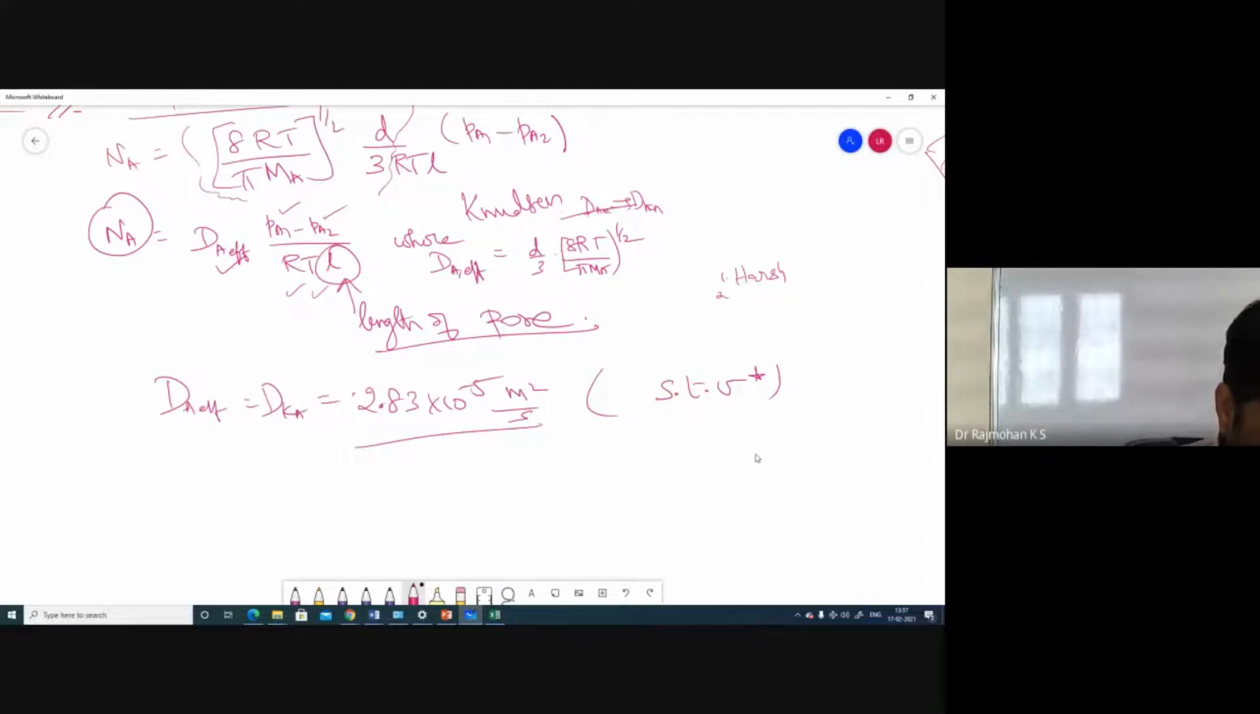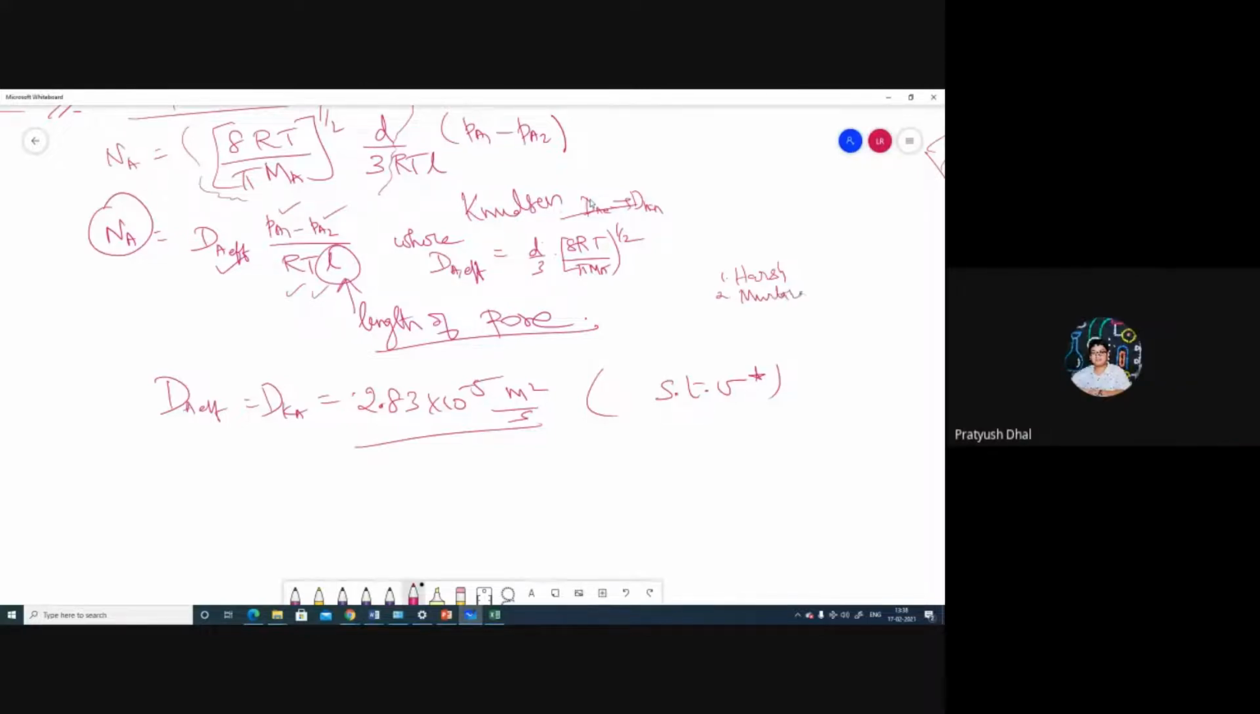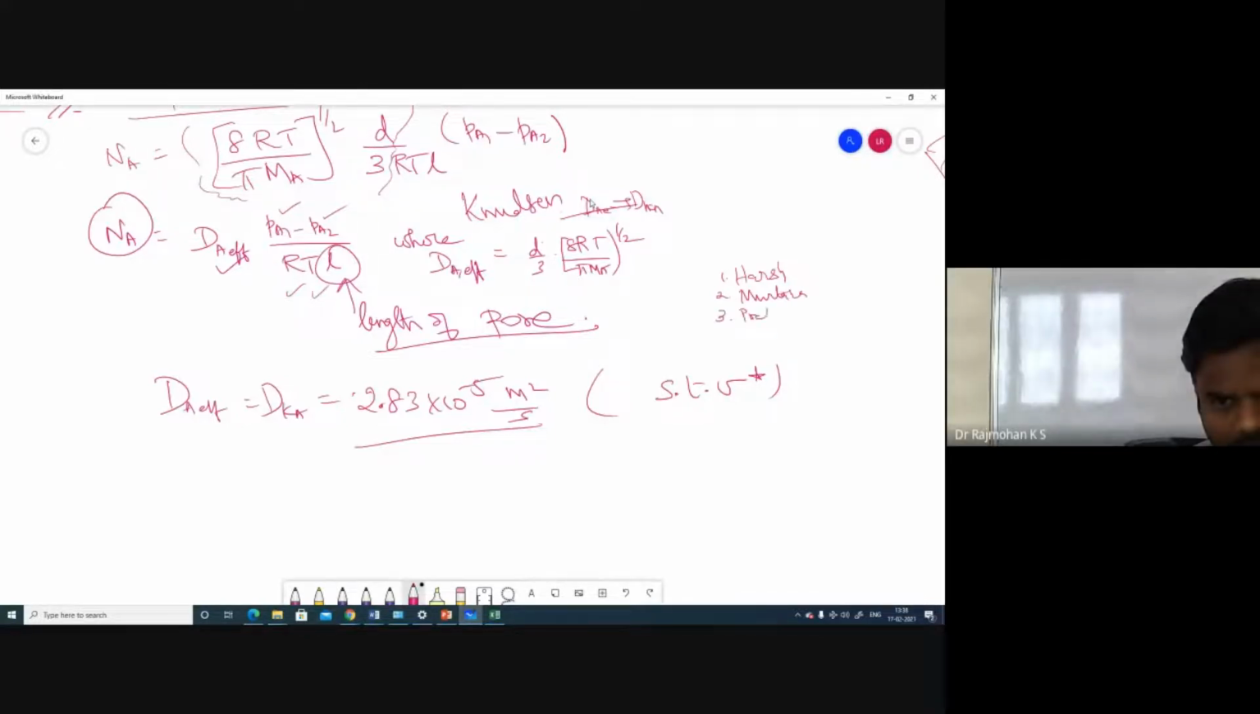Pascal only. All should be in Pascal. As I said, these are empirical equations. You have to substitute in the specified units, as mentioned in the equation. Yes, sir, 2.83 into 10 power minus 5. Okay, Pratyusha, Murtaza. Yes, sir, 10 power minus 5 only. Got it. Okay. Anybody else?